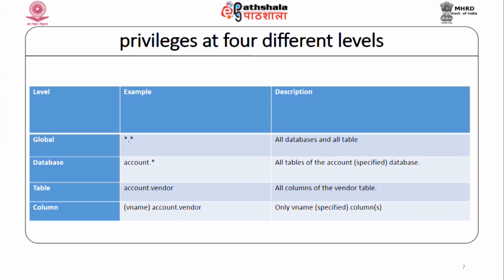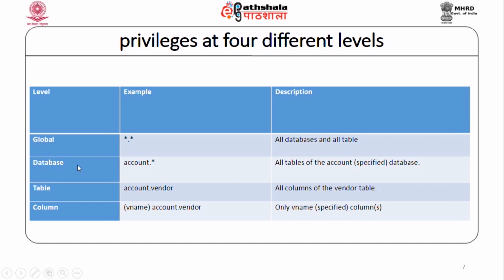Privileges are defined at four different levels, namely global, database, table and column. If you see the PPT, I give examples as well. When you write global, you write star dot star. Here the first star indicates the database, and after the dot it is the table. That means all databases and all tables in each database. So, you can give total privileges to that user when you assign global privileges.